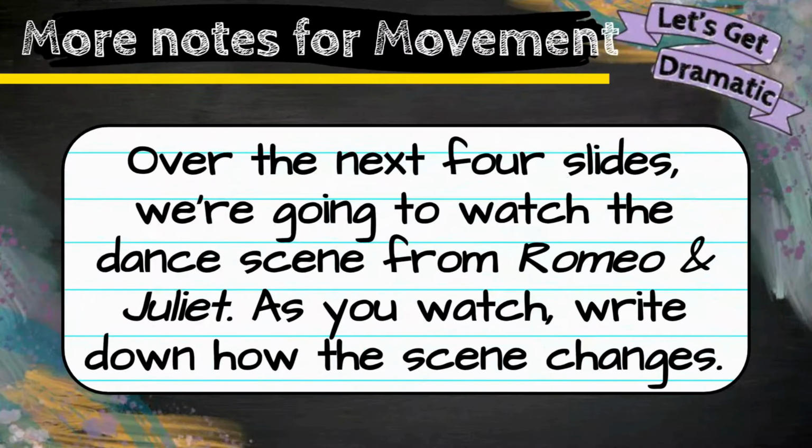Over the next 4 slides, we're going to watch the dance scene for Romeo and Juliet when they meet. As you watch, write down how the scene changes. So I'll kind of guide you through this in the beginning, and then I'll let you do your own thing.